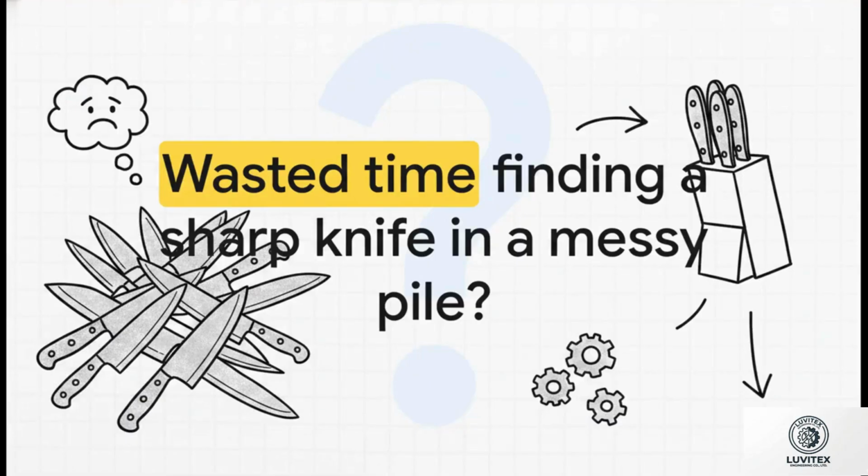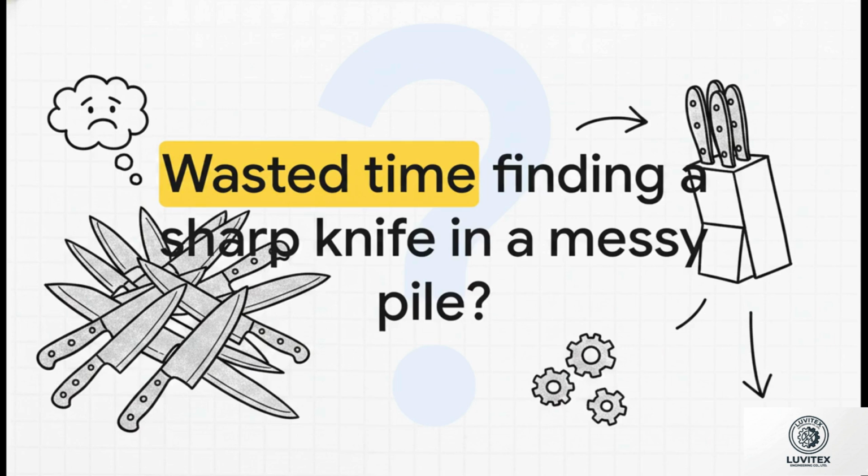So, think about this. Have you ever wasted time digging through a totally chaotic pile of kitchen tools just to find one sharp knife? This universally frustrating scenario actually perfectly captures the core problem that lean methodology is designed to solve. Imagine moving into a new apartment. You don't have a proper knife block, so you just dump all your kitchen knives into a giant pile on the counter. Every single time you cook, you're digging through that dangerous pile. It's frustrating, it's slow, and it's completely inefficient.